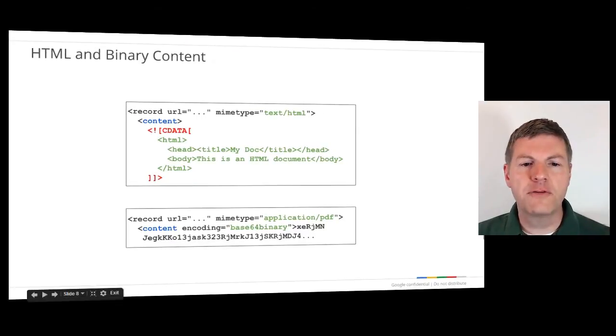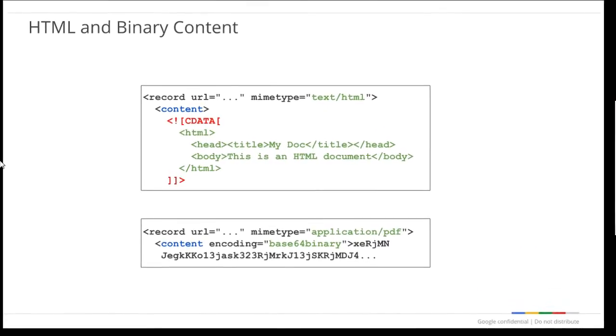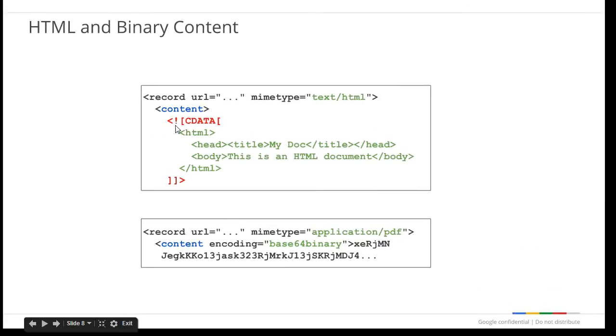Most content within feeds will either be HTML or binary content from PDFs, Microsoft Office documents, and so on. For HTML content, you will need to wrap that content with a character data block, shown in red on the slide. This excludes its contents from XML parsing.